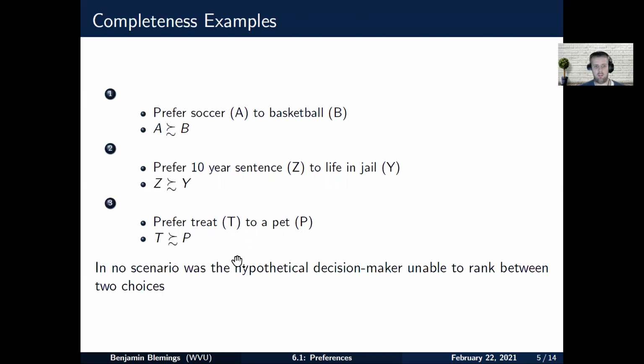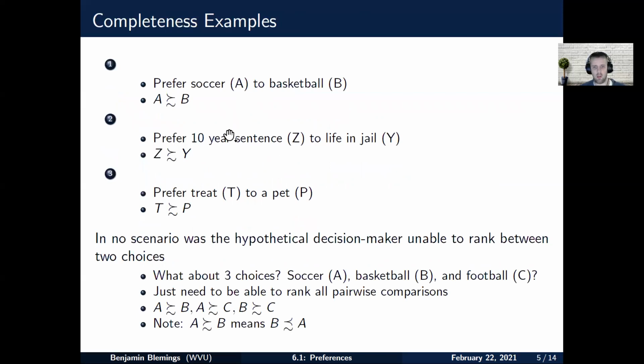And you can see that in all of these cases, our hypothetical decision maker was able to rank between two choices. If you can rank two choices against each other and you always know which one you would prefer, then we say that preferences are complete. We can go beyond just two choices, up to n choices. If we have three choices, say soccer, basketball, and football, you just need to be able to rank all pairwise comparisons.